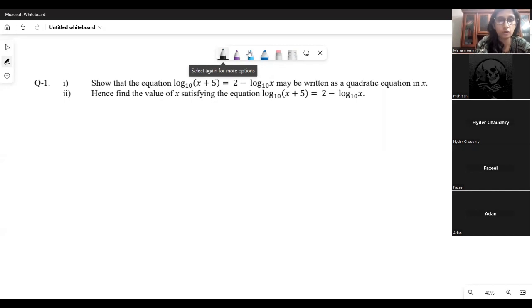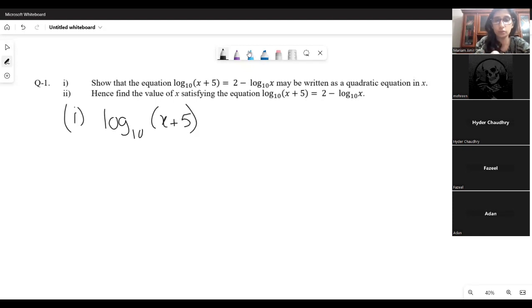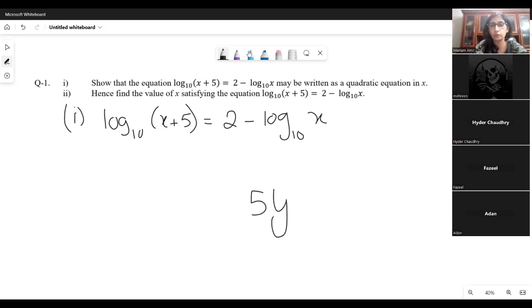We have log base 10 of (x plus 5) equals 2 minus log base 10 of x. Okay, we have to simplify this. So how would we solve an equation which has a variable on both sides? Like y equals 5, or y equals 2 minus y.